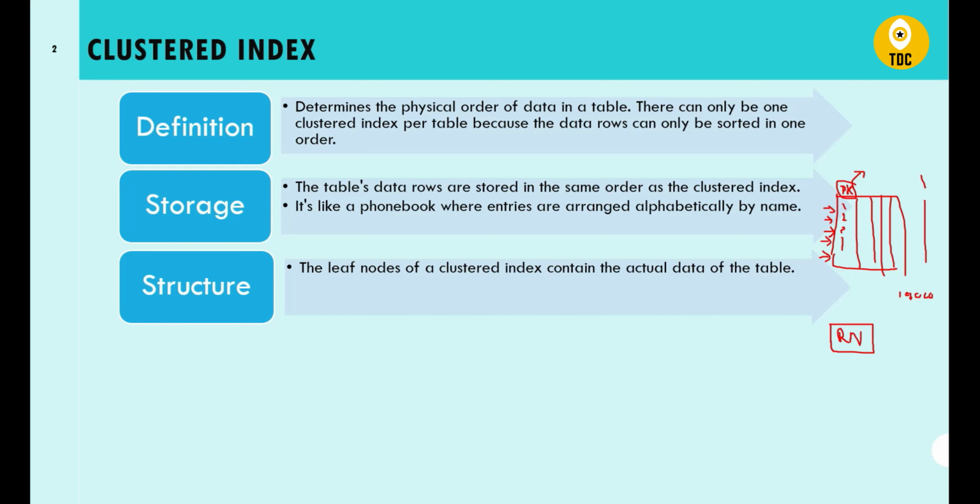Suppose whenever you query, for example, select star from employee table where employee ID equals 10, whatever query you throw, that query will go to this root node. This is the root node, and this is what we call an entry point.